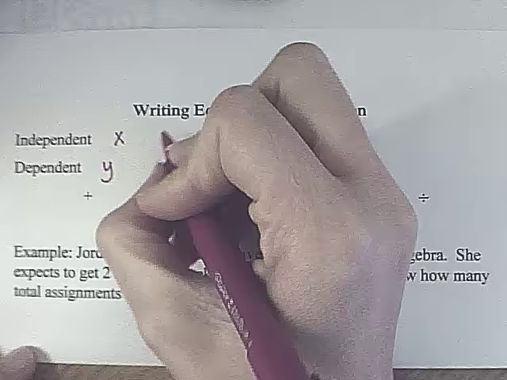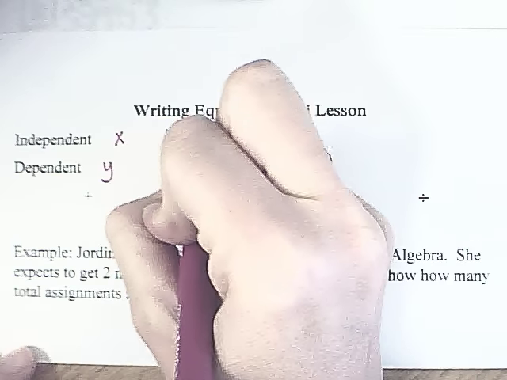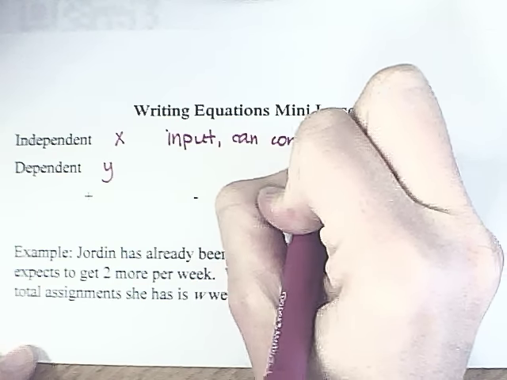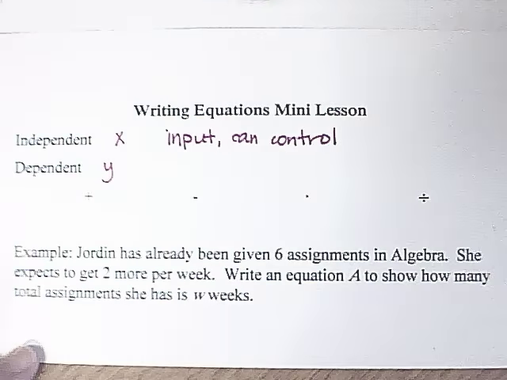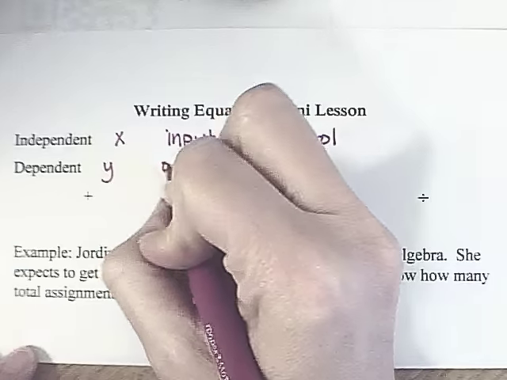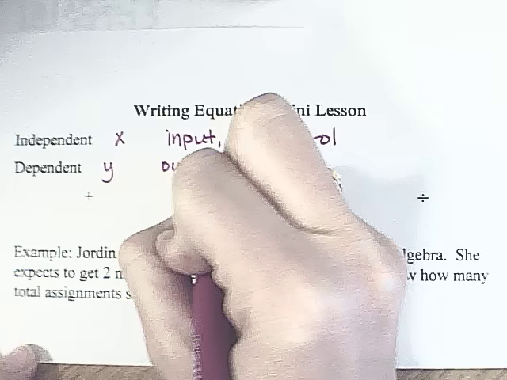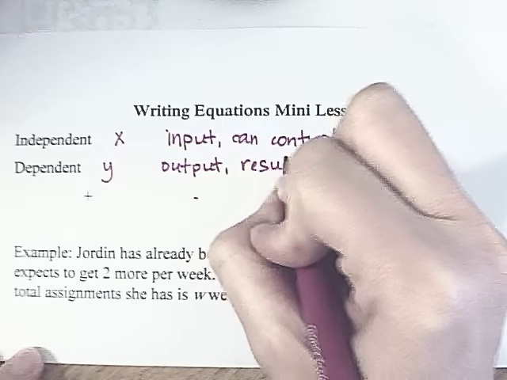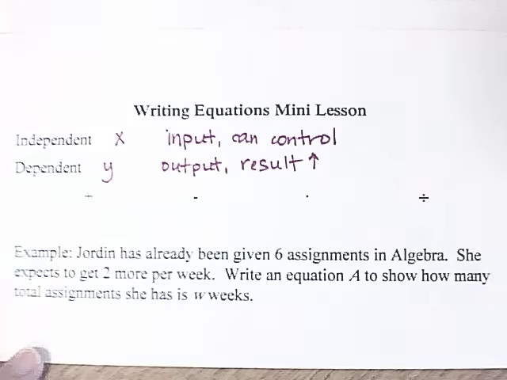The independent is always the input. It is usually the one that you can control. In English terms, we would make it the cause. The dependent is the output. Again, in English terms, we would say the effect, or the result of what happens based on the independent.